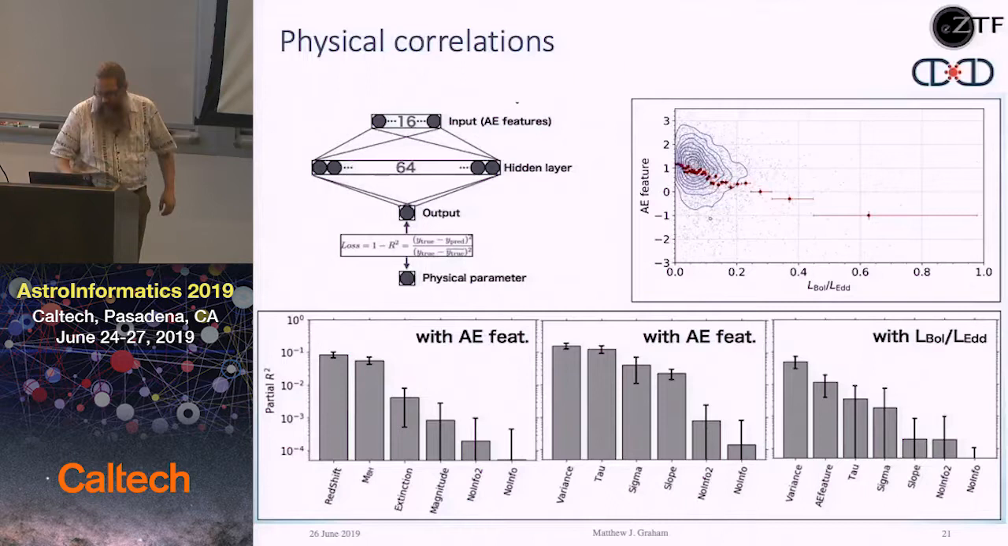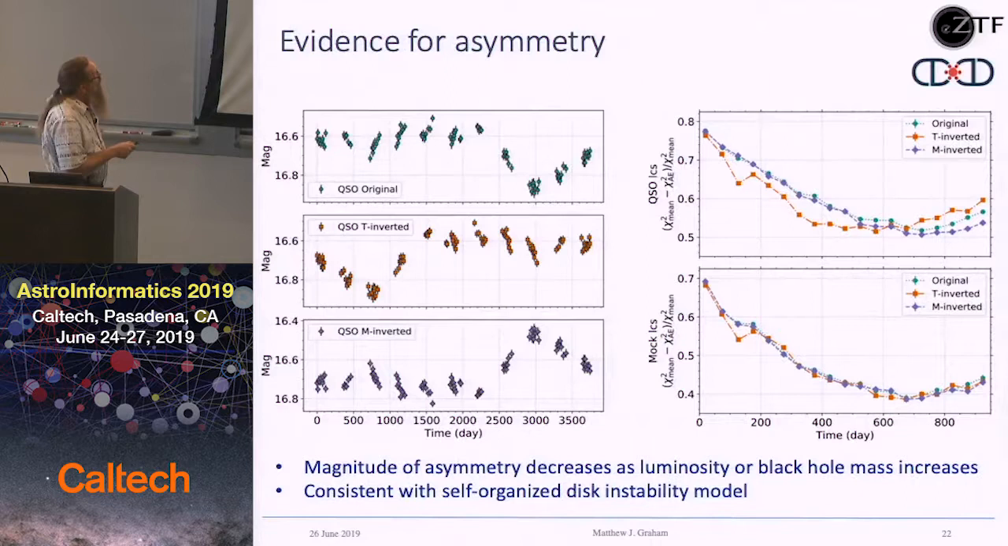One of the more interesting things is that if you take a regular time series and you either invert it in time or you invert it in magnitude, we were curious about what would happen. The damped random walk itself is time invariant because you take the mod of the time differences.